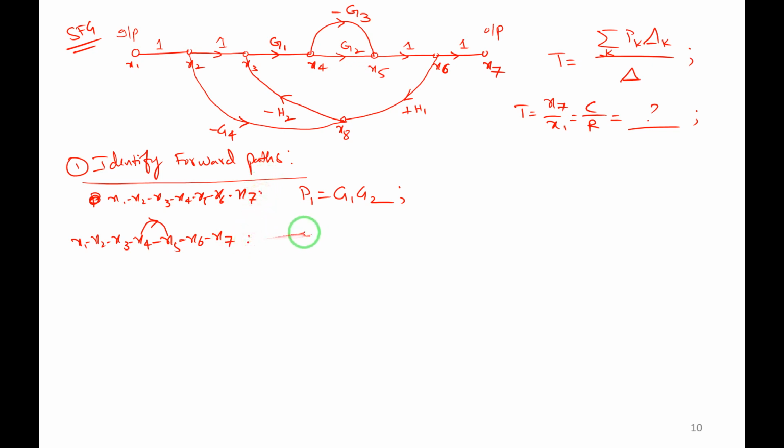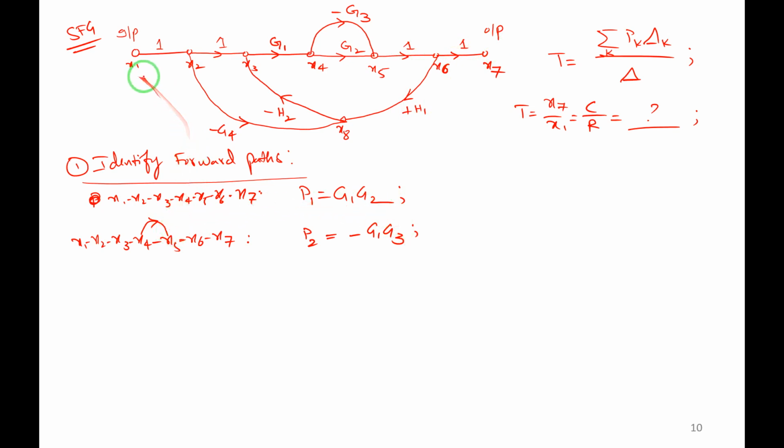So what is the gain of the second forward path? P2. Multiply all the gains. 1 into 1, 1 into G1, G1 into minus G3, right? So G1 into minus G3 into 1 into 1. So minus G1 G3. I hope you are getting what I have done. 1 into 1 is 1, 1 into G1. Next I'm jumping, G1 into minus G3, so minus G1 G3 I have written. Next remaining gains are 1, 1.